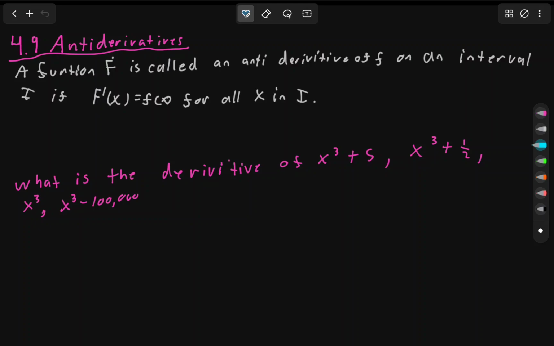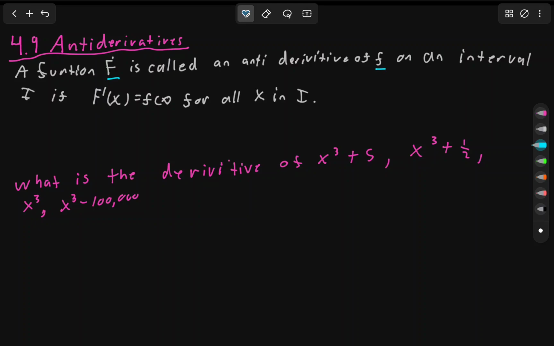A function capital F is, more specifically, called the antiderivative of lowercase f on an interval I if the derivative of capital F is equal to lowercase f for all x in the interval I. So it's really just what is going to be the undoing factor for the derivative.